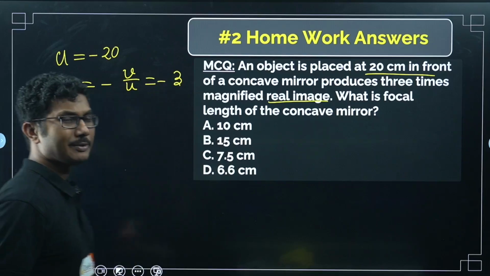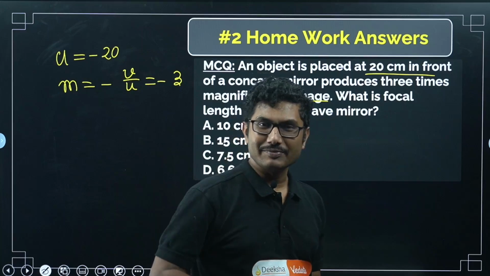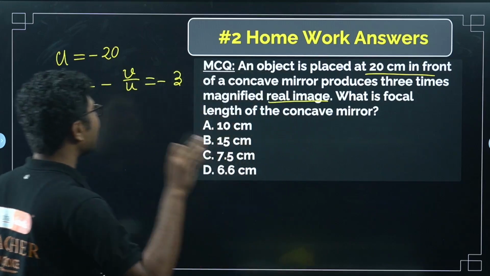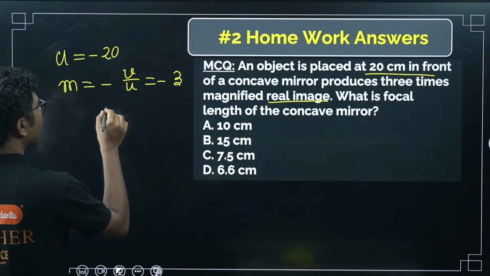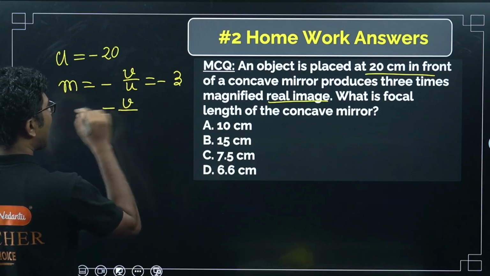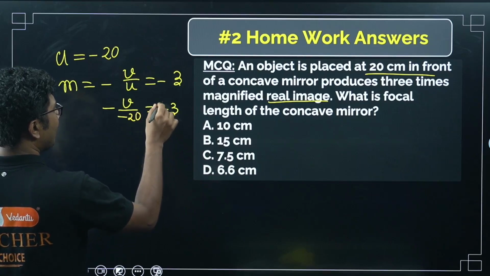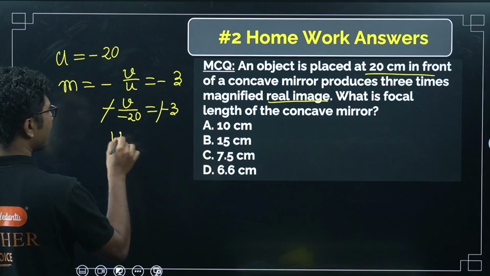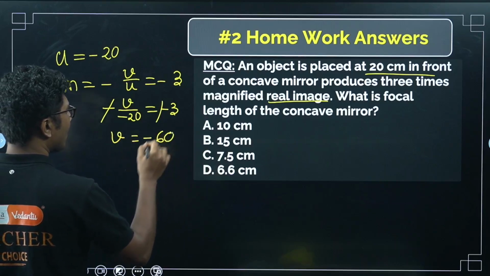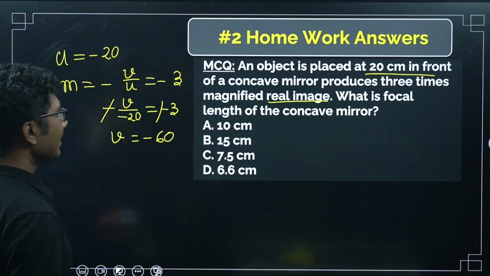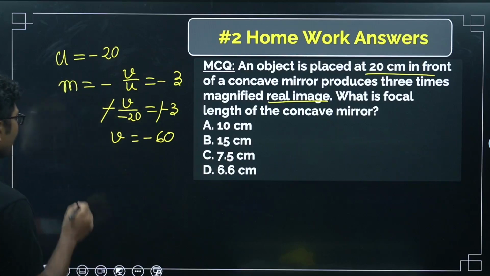Okay, why minus? Because real images are always inverted, and for an inverted image magnification is negative. So let us put the values. Minus v by minus 20 equals minus 3. Minus minus cancels, so v equals minus 60. So v is given and u is given. Now you have to calculate the focal length.